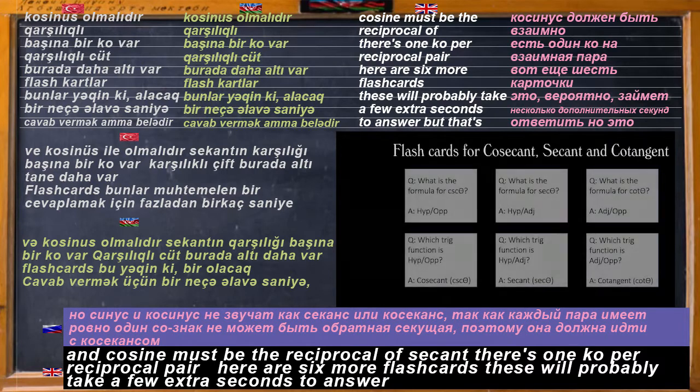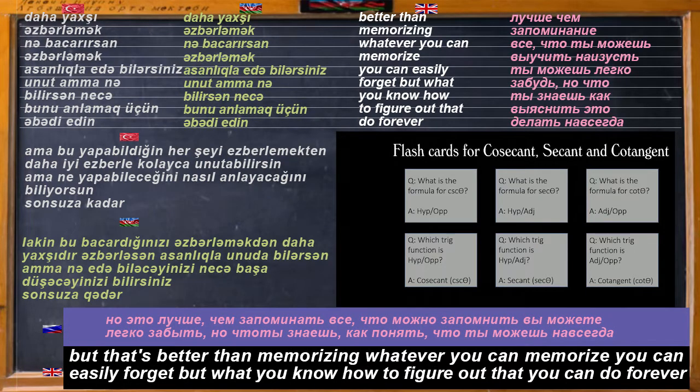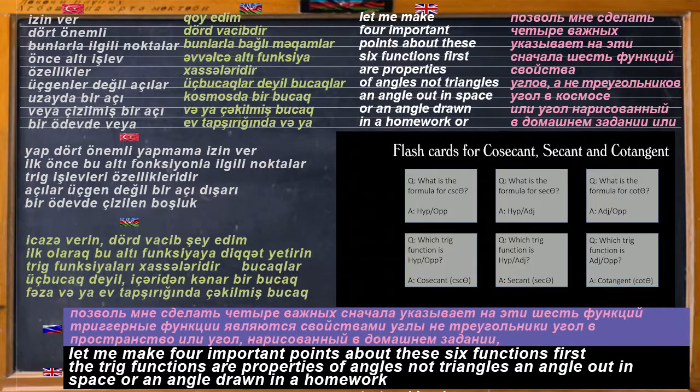Here are 6 more flashcards. These will probably take a few extra seconds to answer, but that's better than memorizing. Whatever you can memorize, you can easily forget, but what you know how to figure out, that you can do forever. Let me make 4 important points about these 6 functions.